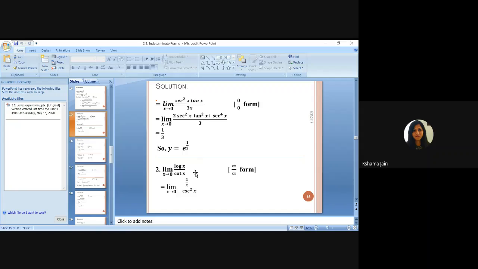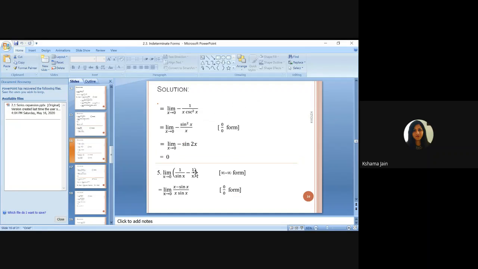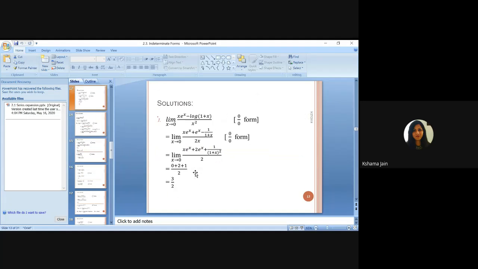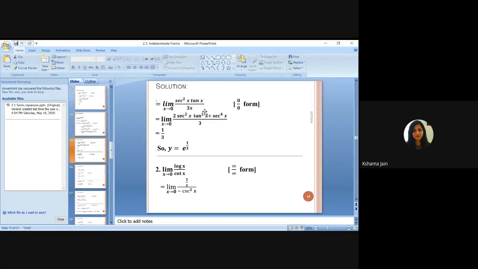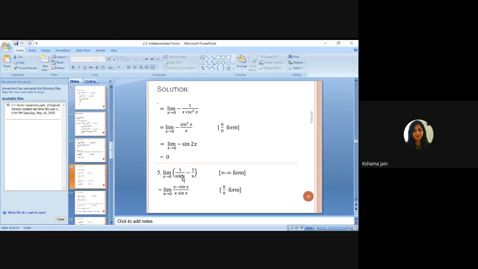The second question is only an infinity by infinity form, simple. These were the simple ones only. You need to remember, when it is a 0 by 0 form, it is simple: apply L'Hospital's rule, differentiation. In the second type, if a power is there, you will take log. The third type, like I told you, is the infinity minus infinity form.